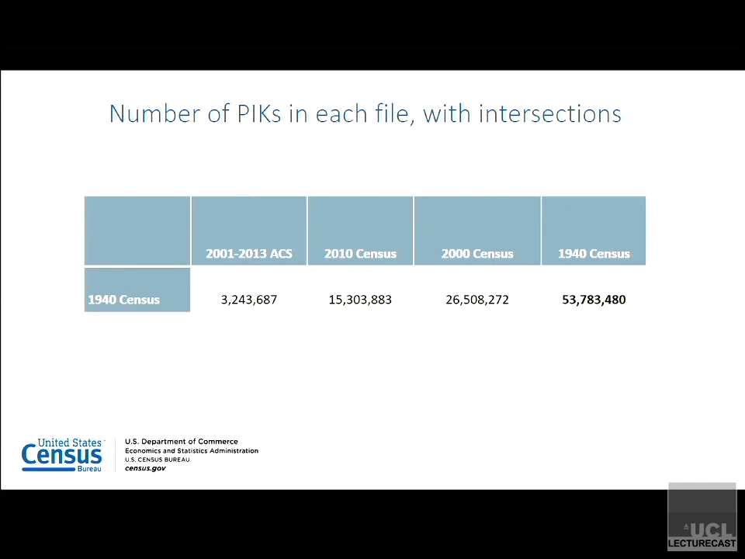So here are the numbers. For 1940, we have 53 million cases. This is a little different than, like, your study, which is about 5 million. We have 50 million we can link in, or that have a PIK. When we link them up to 2000, we get about 26 million who are still alive there, 15 million in 2010, and 3 million in the American Community Surveys.